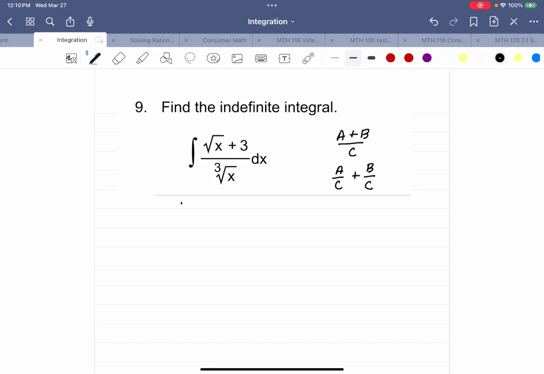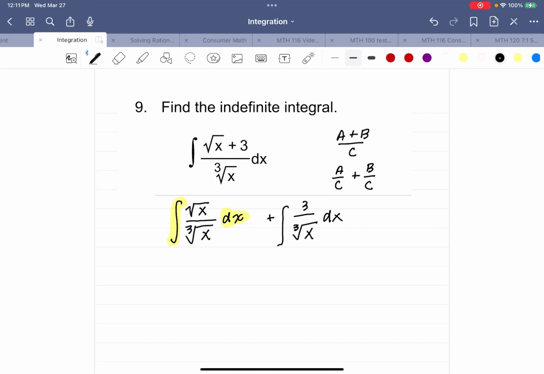So I'm going to go ahead and write each term, the integral of the square root of x over the cube root of x dx. Remember, whenever there's an integral symbol, you have to have that differential which says a derivative has been taken of these terms, plus the integral of 3 over the cube root of x dx.